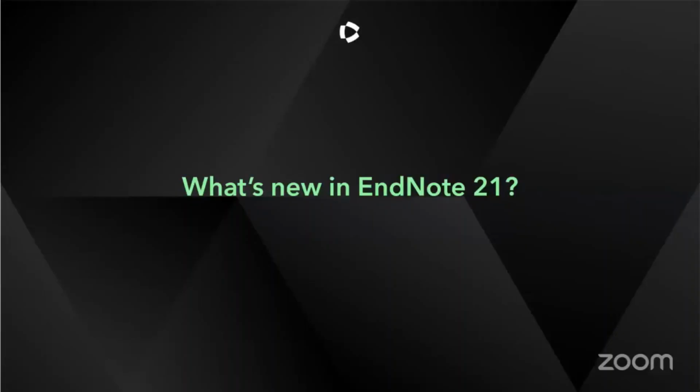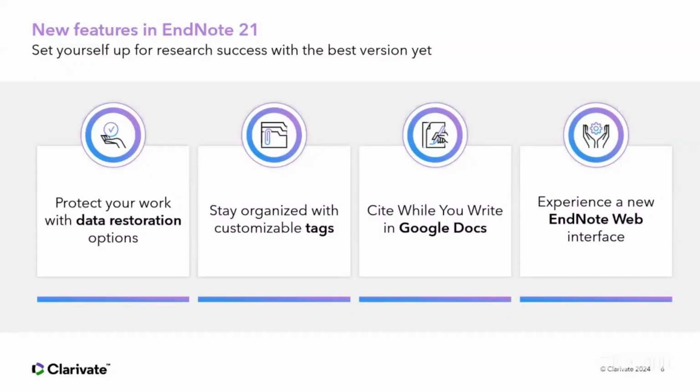So with that, there are a lot of versions of EndNote. It has been in the market for a very long time, right? The version we're talking about here is EndNote 21. By the way, the latest version is EndNote 2025, but right now we're going to talk about EndNote 21. With EndNote 21, you can protect your work with data restoration options. You can stay organized with customizable tags. You can cite while you write. This option was earlier available only for MS Word. Now we have incorporated this for even Google Docs, right? So you can do this even in Google Docs without any problem.